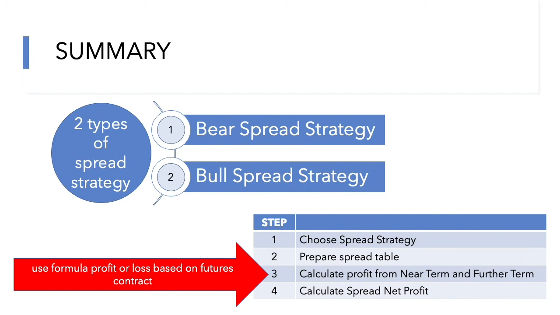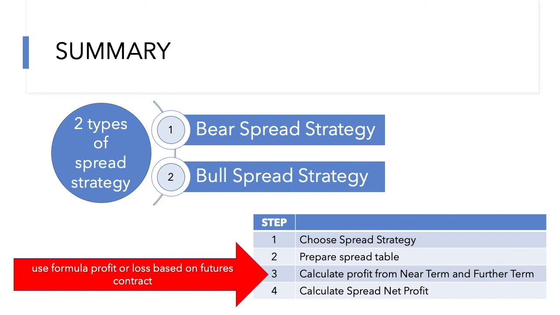So as a summary, to recap, for spread strategy in the futures market, for inter-month spread, we have two types of strategy. The first one is the bear spread strategy and the second one is the bull spread strategy. So you need to choose your spread strategy based on your market expectation. If you expect a bearish market, then you must use the bear spread strategy. If you expect a bullish trend, you need to use the bull spread strategy.